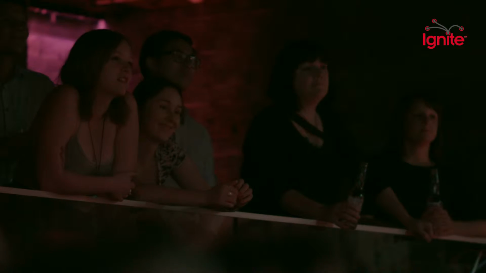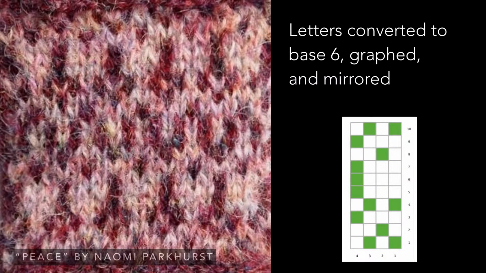Another way that you can create a secret message is to create a repeating graphical motif out of it. So in this example, the word peace, the characters have been converted to base 6, plotted on a graph, mirrored and tweaked to make a pattern that you could repeat over and over again. Very pretty.